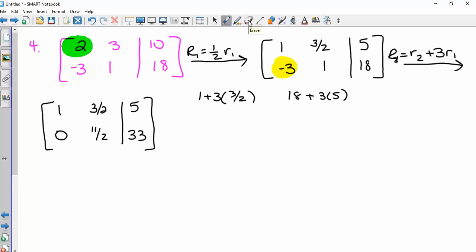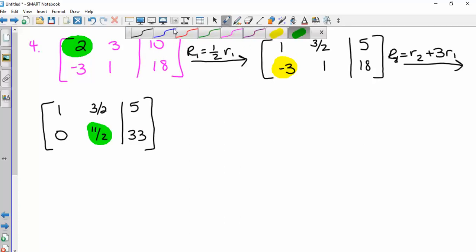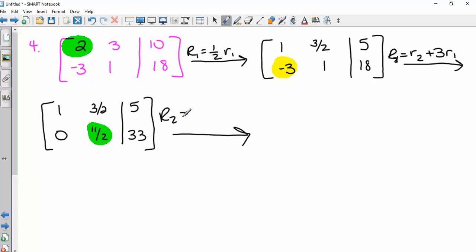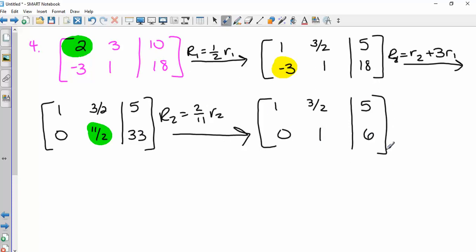All right, so the first column is good. We need to get our second column now. So you start with the 1. I need this number to be a 1. How do we always get a 1? So row 2 equals 2 over 11, row 2. The first row stays the same. 11 over 2 times 2 over 11 is 1. 33 times 2 over 11 is 6.